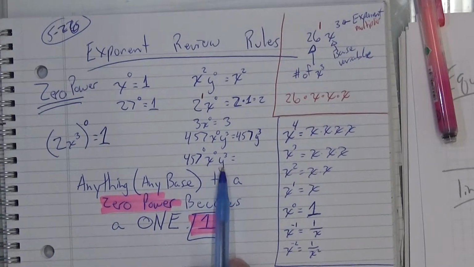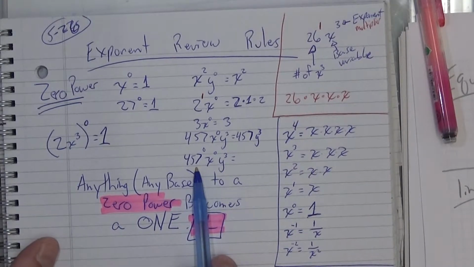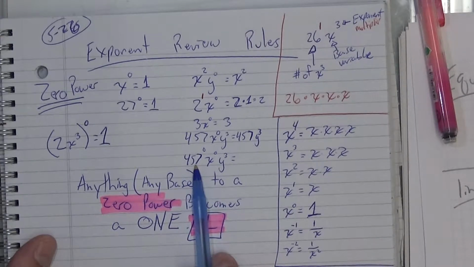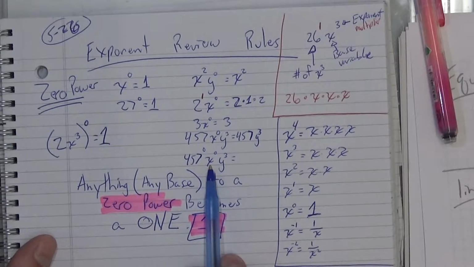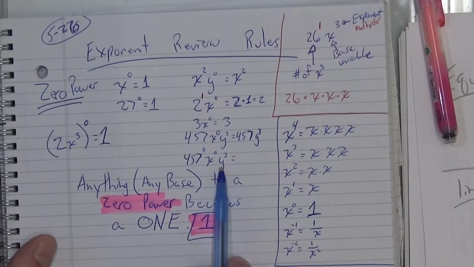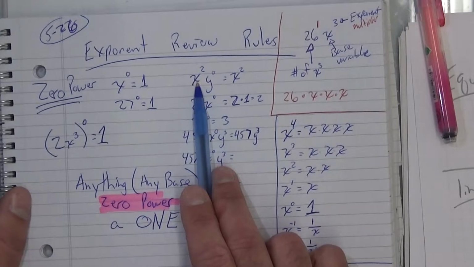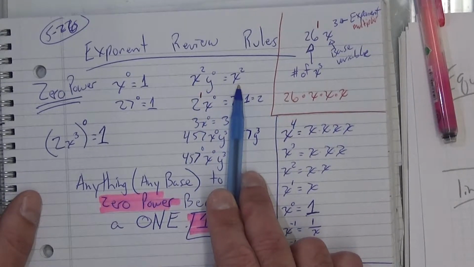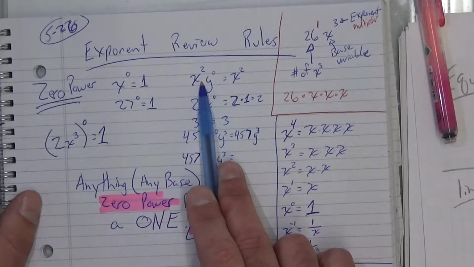Natasha, what does 457 to the 0 turn into? 1. What does x to the 0 turn into? 1. What does y to the third turn into? 1. No, I didn't write it. 3. Okay, let's look at it this way. X squared, y to the 0. What does that turn into? X squared, because that doesn't change.